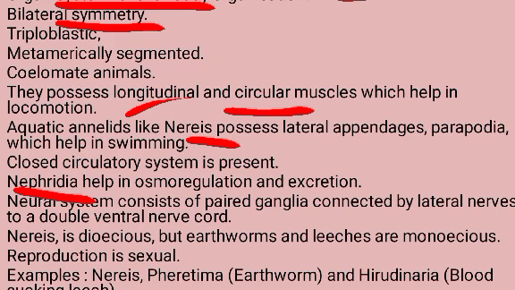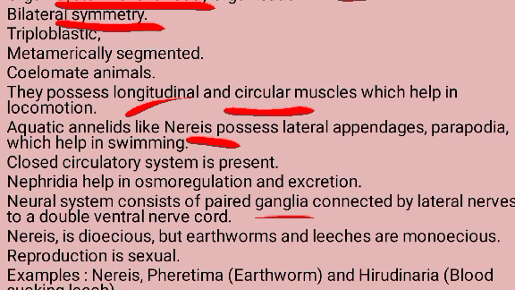Then the nervous system consists of paired ganglia which are connected by lateral nerves to a double ventral nerve cord. Two nerve cords are there, which we call the double ventral nerve cord, positioned on the ventral side, and to that the ganglia are connected by means of lateral nerves. What is a ganglia? Ganglia is formed of a group of nerve cells, a cluster of nerve cells together. Ganglia is plural, ganglion is singular.